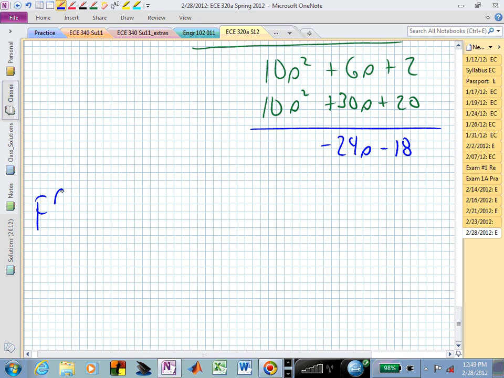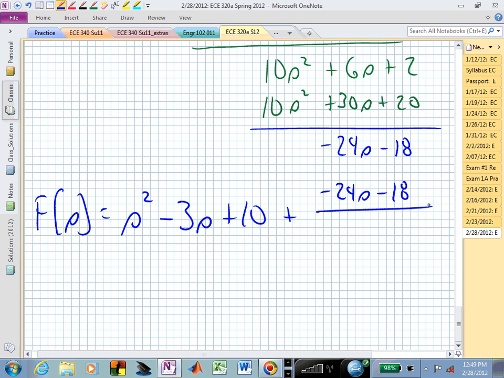I can now write F of s as whatever I just had, s squared minus 3s plus 10, plus minus 24s minus 18 all over either this s plus 1, s plus 2, or its multiplied out quadratic form, s squared plus 3s plus 2. Questions on that?